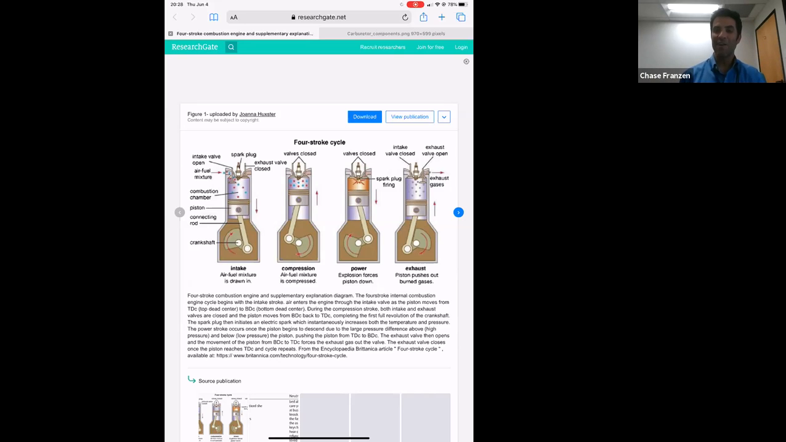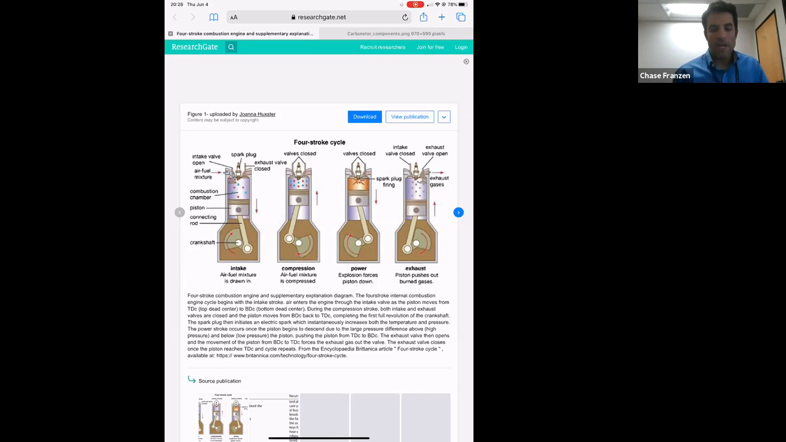So the magneto creates the electricity to fire the spark plug that creates the power stroke in the engine that drives the crankshaft that is connected back to the magneto. So it's a perfect ecosystem, if you will. So that's the idea of the dual magneto, dual ignition.